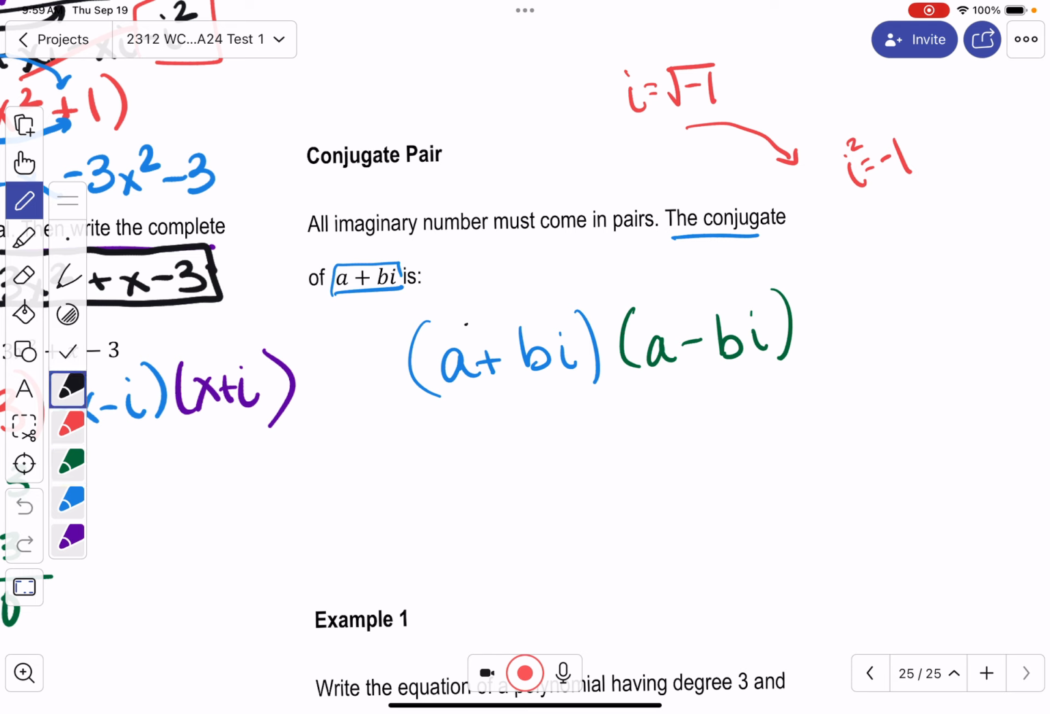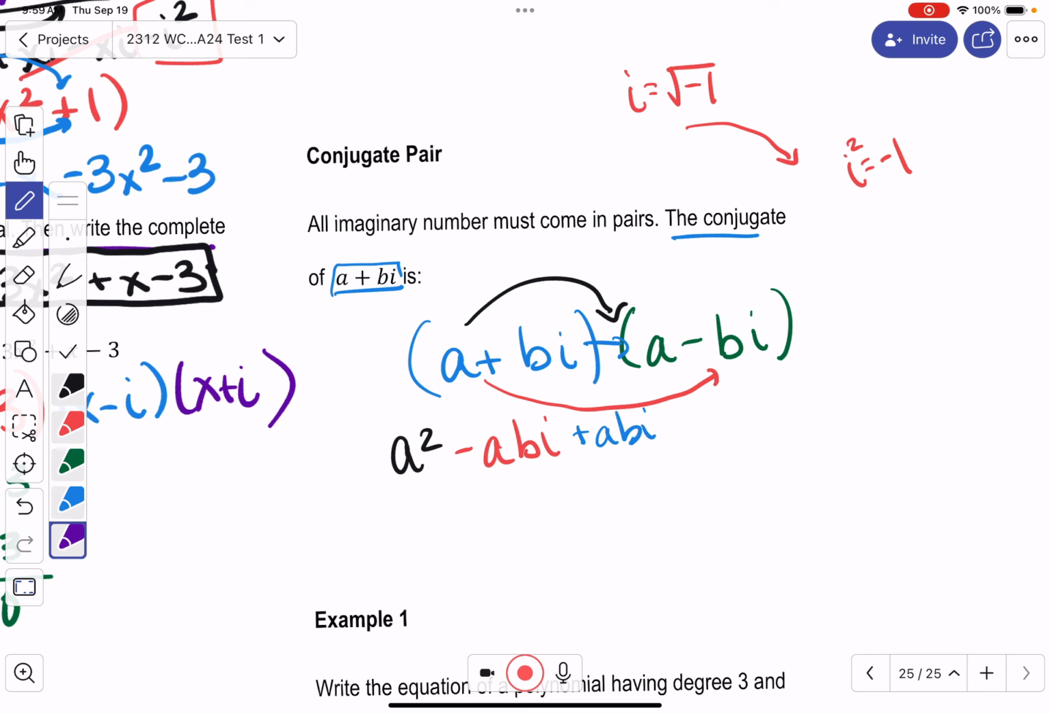If you multiply this, a times a is a squared. a times bi is a negative abi. Then you have bi times a is a positive abi. Then you have bi times bi is a negative b squared i squared. These are going to cancel, and that's what you want. You want imaginary units to go away because you can't deal with imaginary units. And then you have this i squared sitting out here. Well, i squared is equal to -1.